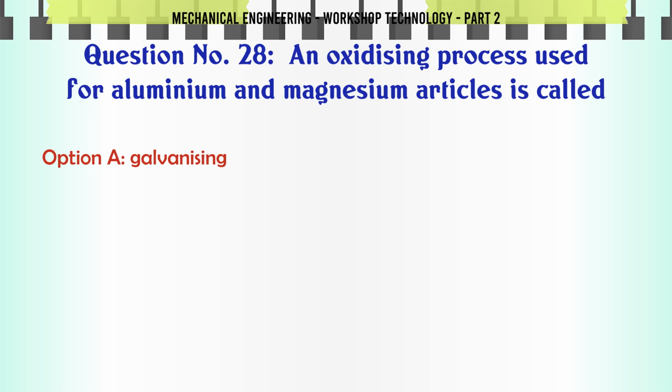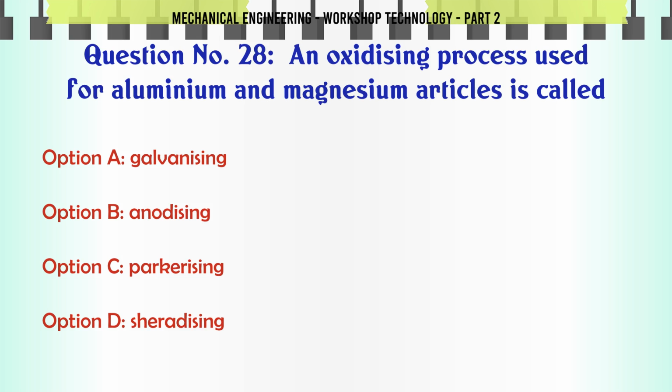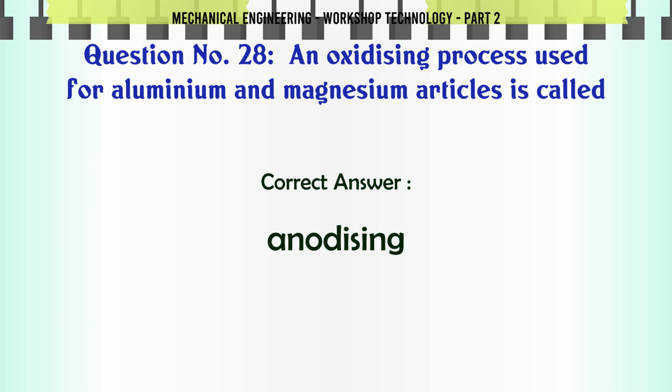An oxidizing process used for aluminium and magnesium articles is called: A. galvanizing, B. anodizing, C. permeabilizing, D. shrinkage. The correct answer is anodizing.